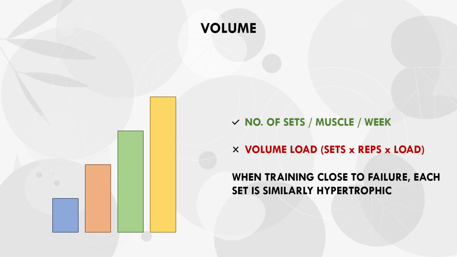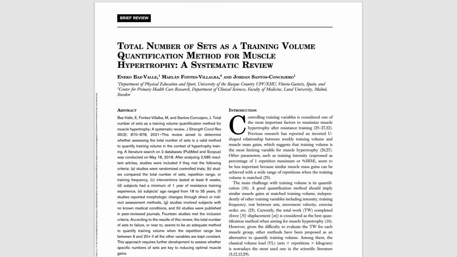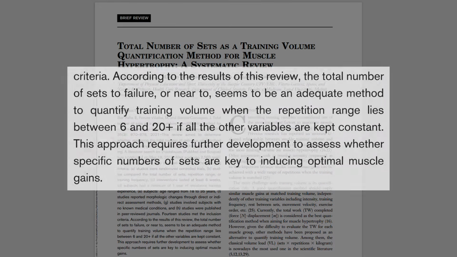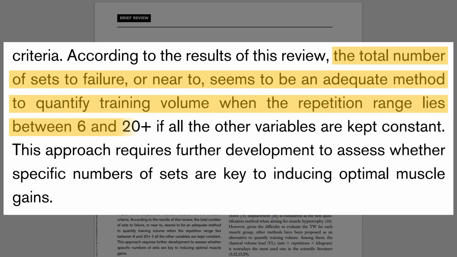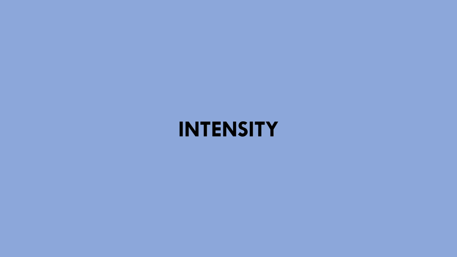So volume load isn't really a good metric to use for hypertrophy training, since we can achieve equal hypertrophy outcomes even if volume load is significantly different. This idea was also confirmed by this research review, which concluded that volume can be effectively quantified using the number of sets performed per muscle group per week when training anywhere in the approximate 6 to 20 rep range and training close to failure. Intensity, on the other hand, is more difficult to define for hypertrophy training.